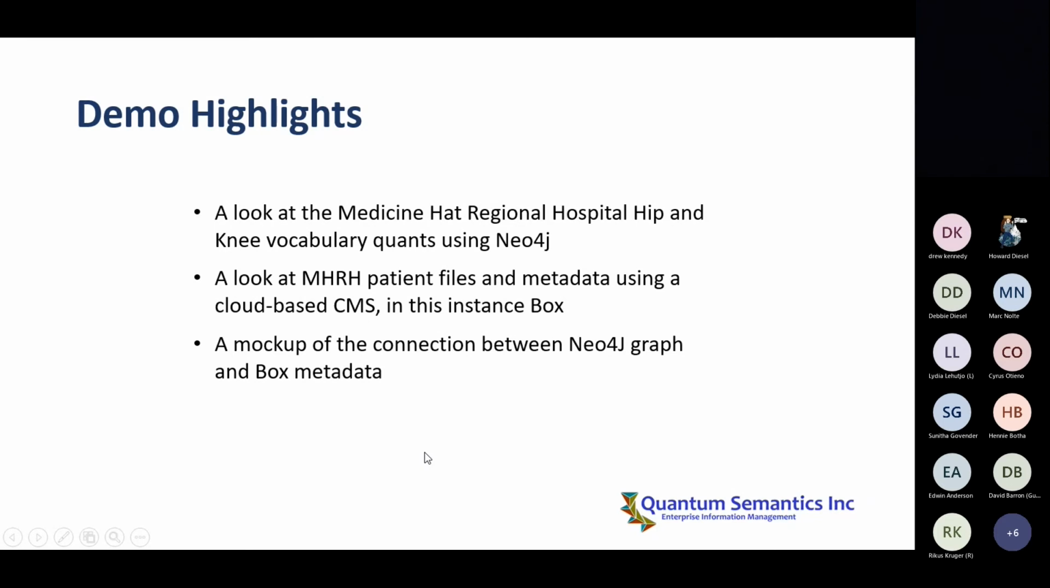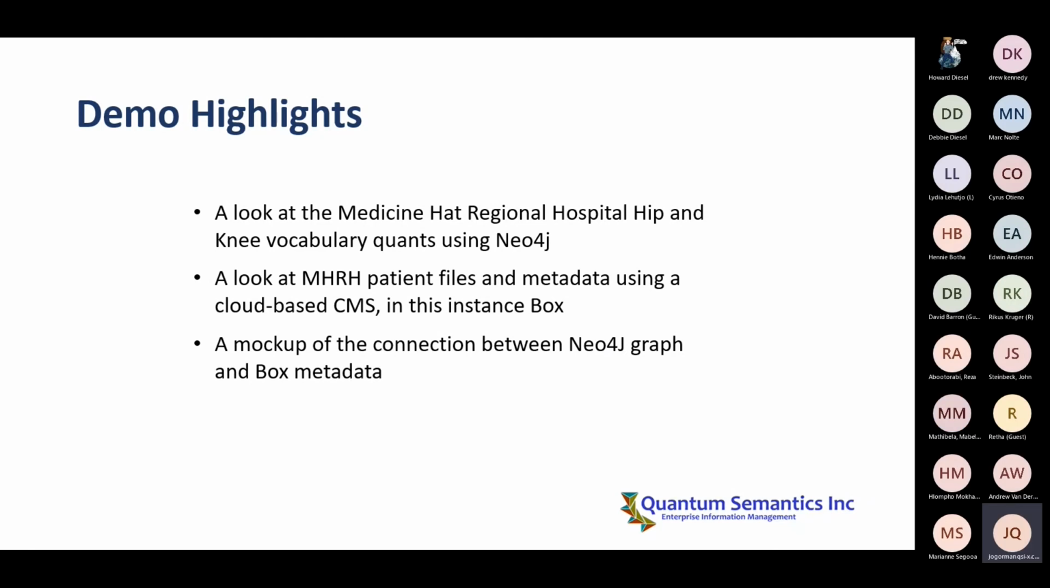So I've got a couple of things to show you while we have some time. One is a look at the Medicine Hat vocabulary quants. I use Neo4j right now to manage this Q6 core. I've also connected a patient file, or at least one of the patient records, the SPOF, as you pointed out, to a metadata that basically gives you a bidirectional connection between patient records content and the actual graph. And then I think that was the last bullet there, a mock-up of the connection to show that.